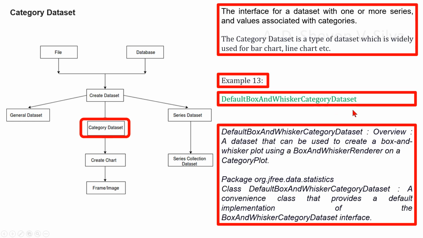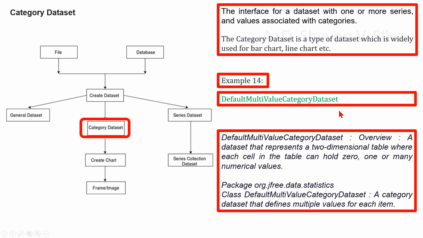Overview of DefaultBoxAndWhiskerCategoryDataset, a dataset that can be used to create a box and whisker plot using a box and whisker renderer on a category plot. Class DefaultBoxAndWhiskerCategoryDataset in package org.jfree.data.statistics, a convenient class that provides the default implementation of the BoxAndWhiskerCategoryDataset interface. This class implements the BoxAndWhiskerCategoryDataset interface.